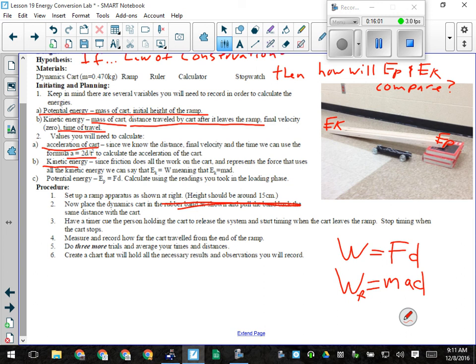Then measure and record how far the cart traveled from the end of the ramp. My suggestion would be don't measure each trial one at a time. I would run that cart down the ramp and put a mark on the floor. Just take a board marker and mark on the floor where the cart stopped. It doesn't matter whether you measure the front of the cart or the back of the cart, as long as you measure it the same way every time.